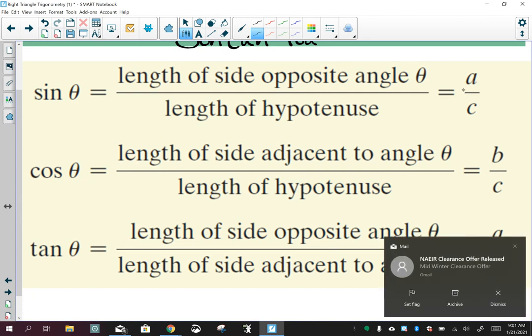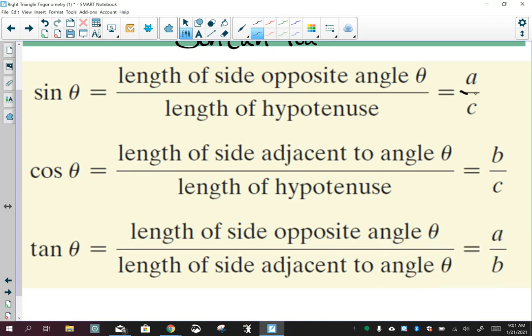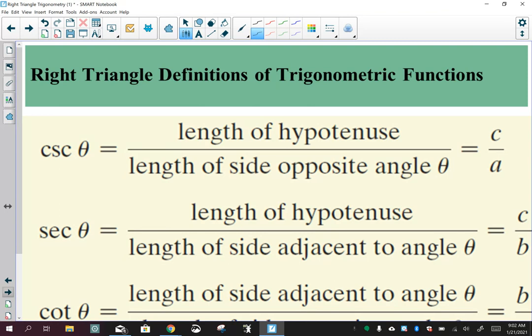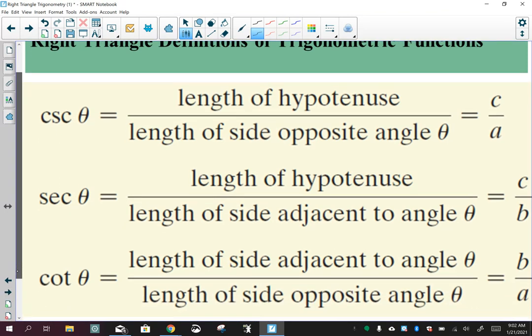If you notice, it's the numerators of the sine and cosine, because tangent is sine over cosine. Since tangent is sine over cosine, it makes sense that its ratio is going to wind up being opposite over adjacent. Which brings us to the 3 new ones.